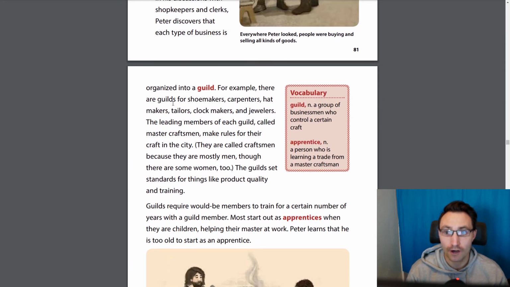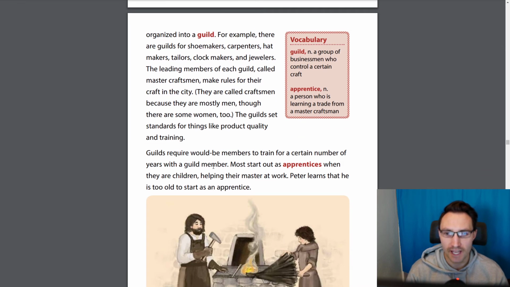So for example, there are guilds for shoemakers, carpenters, hat makers, tailors, clockmakers, and jewelers, right? That's just what we just said. The leading members of each guild, called master craftsmen, make rules for their craft in the city. They are called craftsmen because they are mostly men, though there are some women too. The guilds set standards for things like product quality and training. Guilds require would-be members to train for a certain number of years with a guild member. Most start out as apprentices when they are children, helping their master at work.